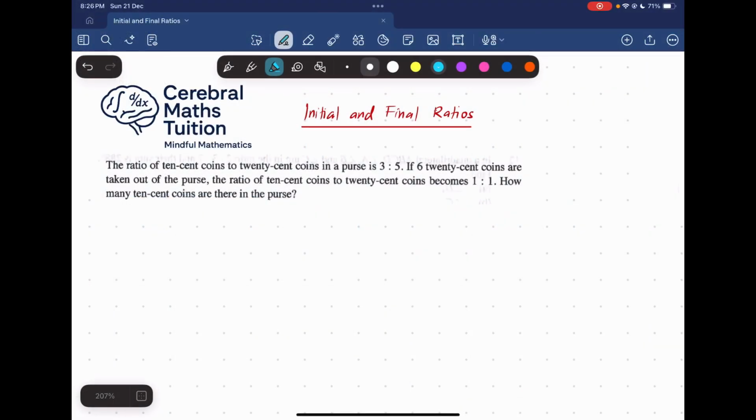Hello everyone, I'm going to explain a particular word problem type involving initial and final ratios. Let's see how this question can be identified, and I'll explain the good approach to this.